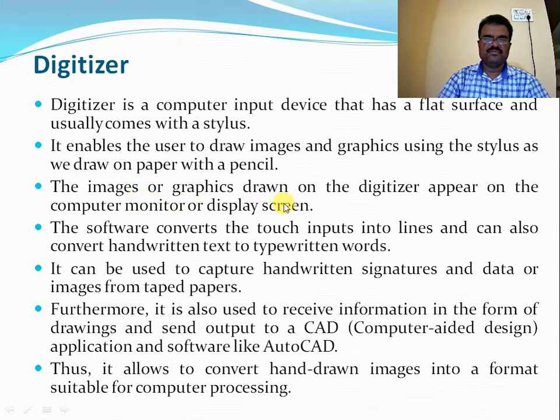The images or graphics drawn on the digitizer appear on the computer monitor or display screen. The software converts the touch inputs into lines and can also convert handwritten text to typewritten words. Digitizers can be used to capture handwritten signatures and data or images from taped papers. Furthermore, it is also used to receive information in the form of drawings and send output to CAD, computer-aided design applications and software like AutoCAD. Thus, the digitizer allows us to convert handwritten images into formats suitable for computer processing.